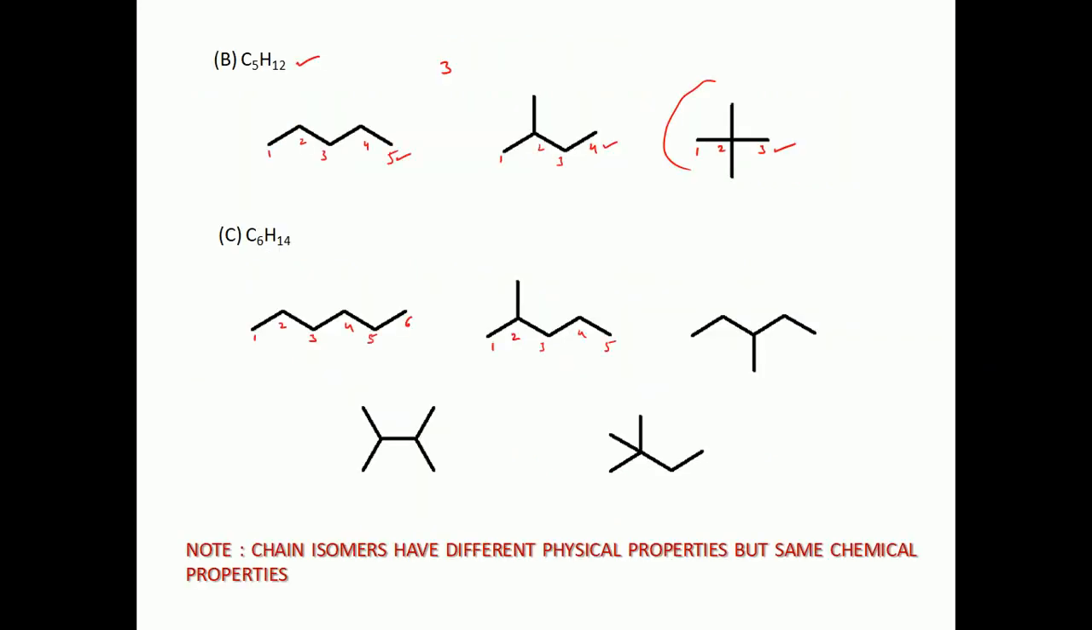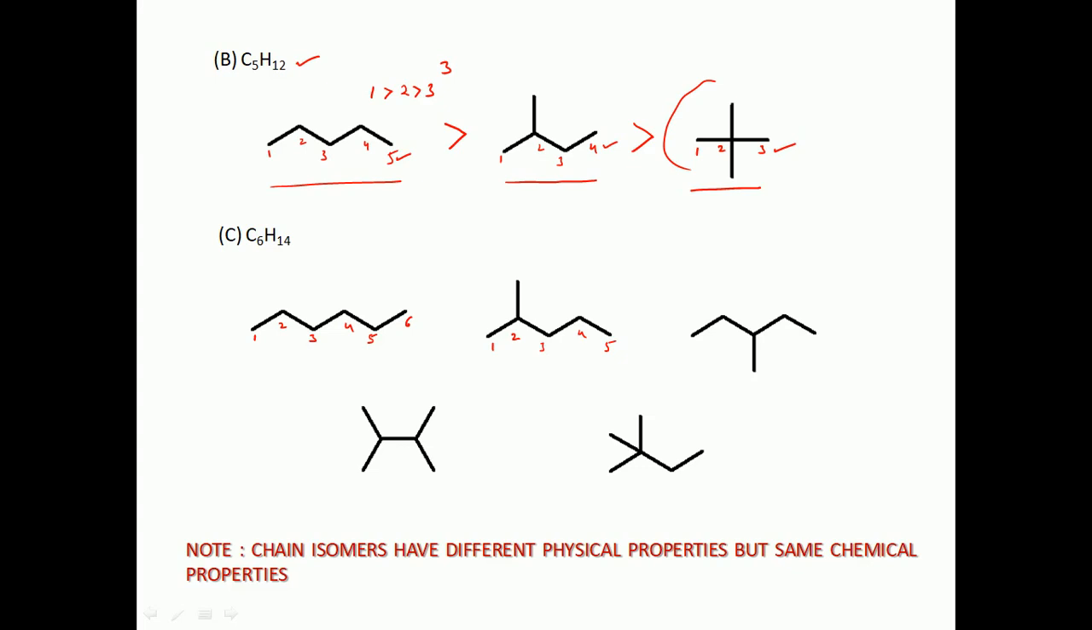Now let us compare C5H12. In C5H12 you are having 3 isomers. The first isomer is having 5 carbon atoms. Second isomer is having 4 carbon atoms in the parent chain, and third is having 3 carbon atoms in the parent chain. So whose surface area is more? First one is having more surface area than the second one. Second one is having more surface area than the third one. So what happened to the boiling point? Boiling point order is 1 greater than 2 greater than 3.